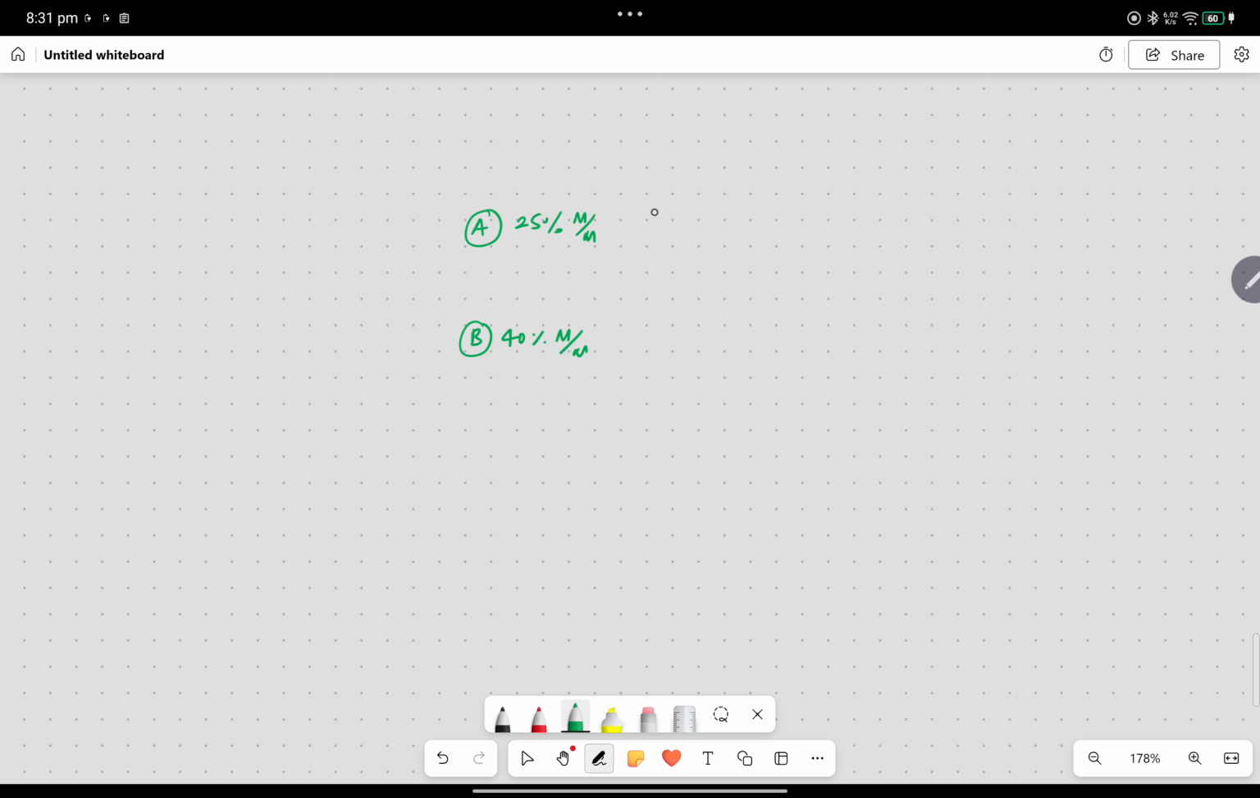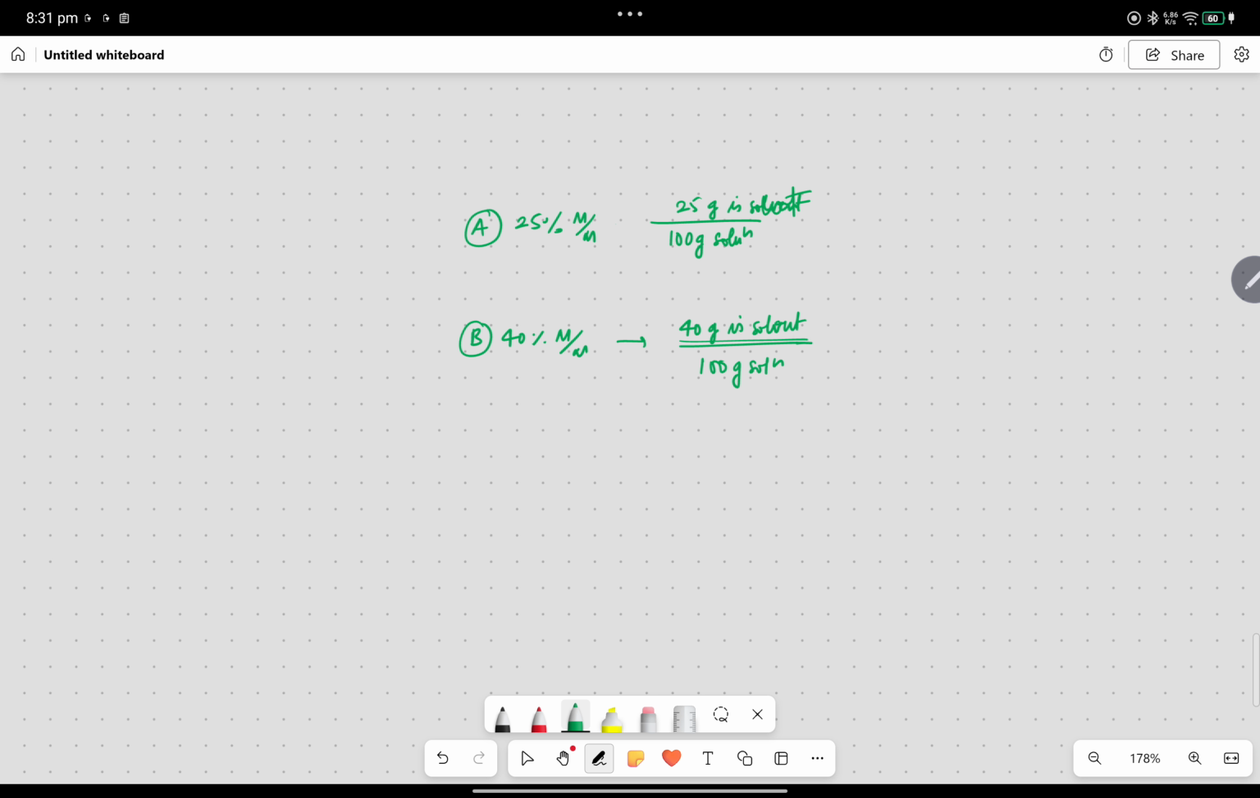It means that in 100 gram of solution, 25 gram is solute, right? And here 40% mass by mass means 40 gram of solute in 100 gram of solution, we have 40 gram of solute. Okay, so this is the thing.